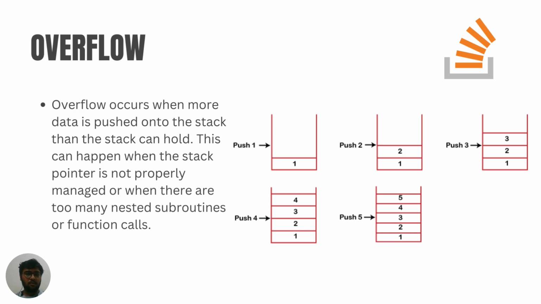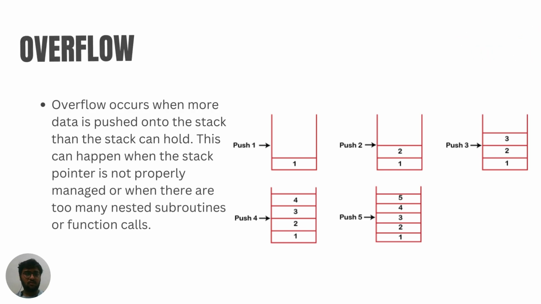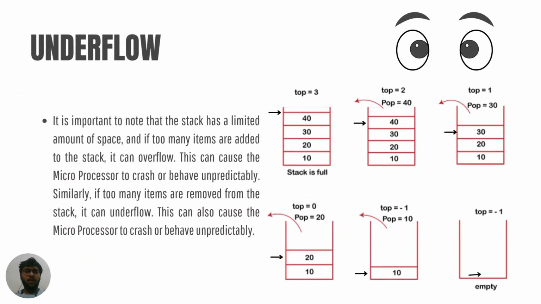So we will now look into an example. For example, we have a stack of 5 elements. So we are pushing 1, 2, 3, 4, 5. And if we want to push 6, then it occurs an overflow condition. So we need to be careful about the stack overflow condition. And similarly, there is an underflow condition.